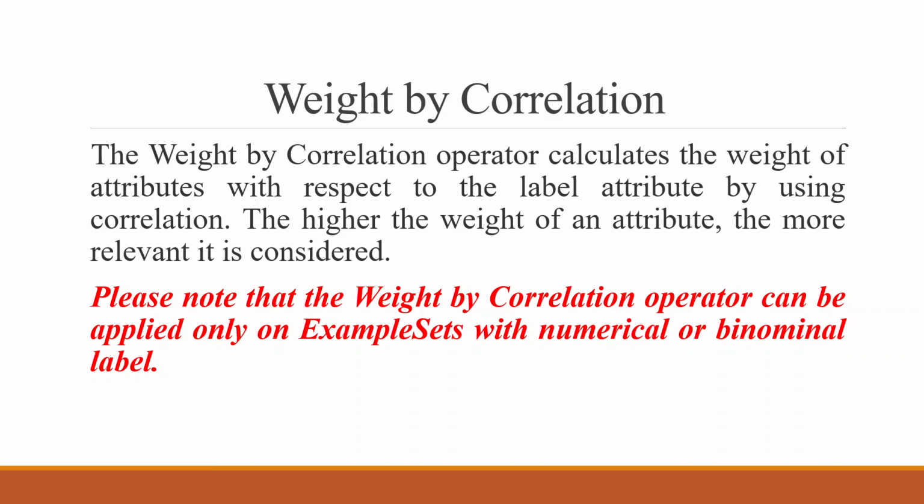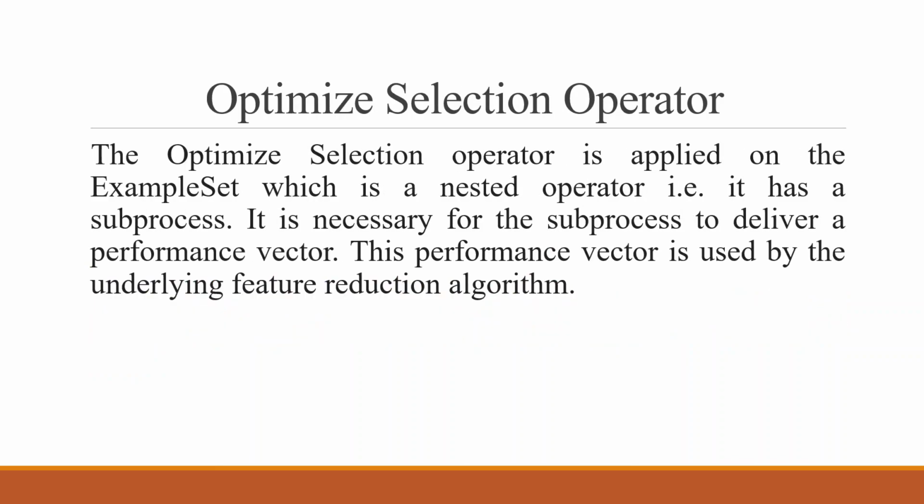Now, how can we run this? One more operator we will have to consider is the optimize selection operator. It is a nested operator. It has sub-processes. It is necessary for the sub-process to deliver a performance vector, and this performance vector is used by the underlying feature reduction algorithm. Now, how can we do this in RapidMiner?